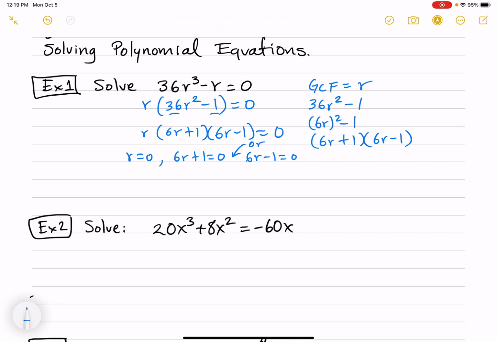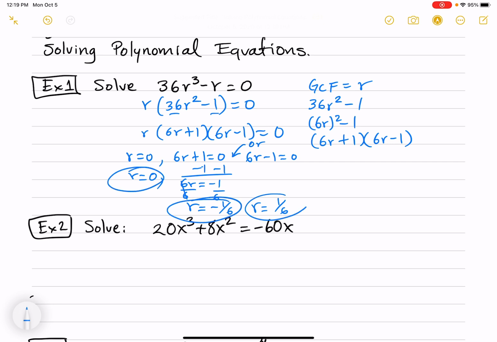And so solving for r, we get one solution, r equals 0. If we solve for r here by subtracting 1 from both sides and then dividing by 6, we get that another answer is negative 1/6. And similarly, I'm not going to show the work, but r equals positive 1/6 on the next one. So we have three solutions: r equals 0, r equals negative 1/6, and r equals 1/6. So what do we use here? We use the greatest common factor, and then we use the difference of squares technique.